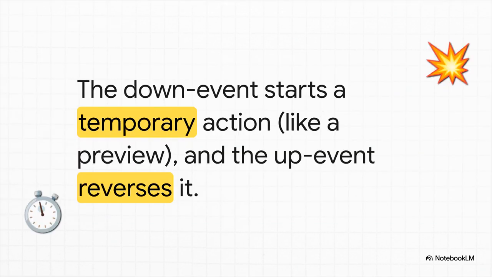Now, this third path is a little different. Here, the down event does do something, but it's only temporary. A great example is when you press and hold on an image to get a quick preview. The preview pops up when you press, but the second you lift your finger, the release, poof, it's gone. The up event simply reverses whatever the down event started.